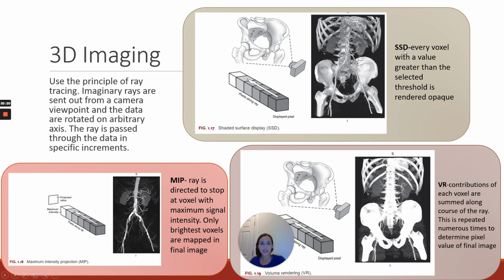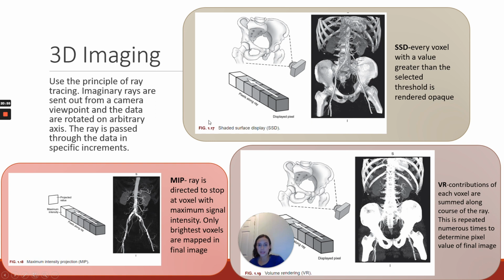This is shaded surface display. Basically every voxel, remember voxel because it's 3D, every voxel with a value greater than the selected threshold is rendered opaque. So you basically set a threshold and then it'll turn into an opaque image, or basically will focus on that level and you'll be able to recreate a 3D image that way. The MIP, which is the maximum intensity projection, the ray is directed to stop at the voxel with the maximum signal intensity. So only the brightest voxels are mapped in the final image.